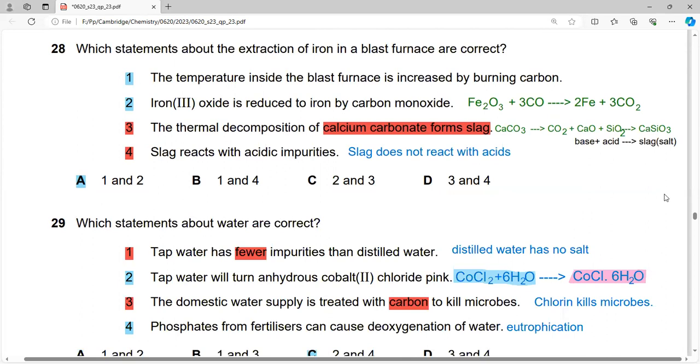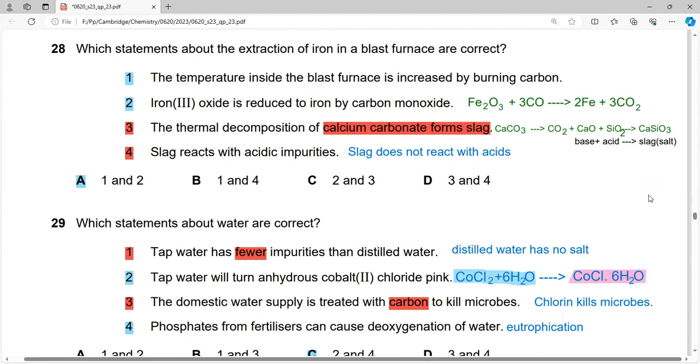We're going to move to question number 28. Which statements about the extraction of iron in a blast furnace are correct? This question is about the metallurgy of iron. The temperature inside the blast furnace is increased by the burning of carbon. Burning carbon is an exothermic reaction, so the temperature will increase. So that's a correct option. Iron oxide is reduced to iron by carbon monoxide. Iron oxide is the ore of iron metal.